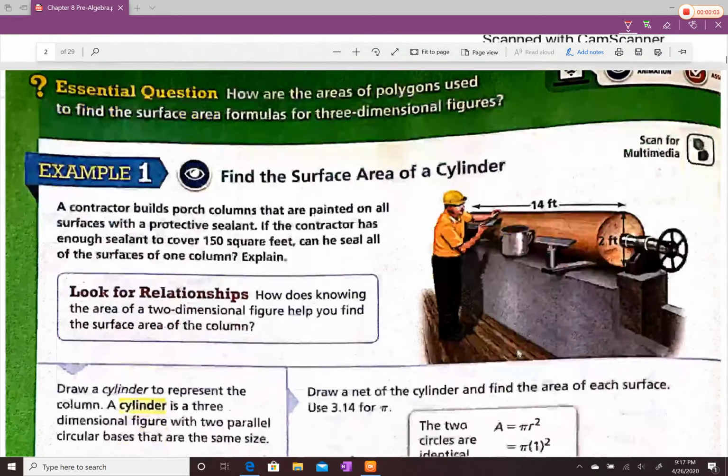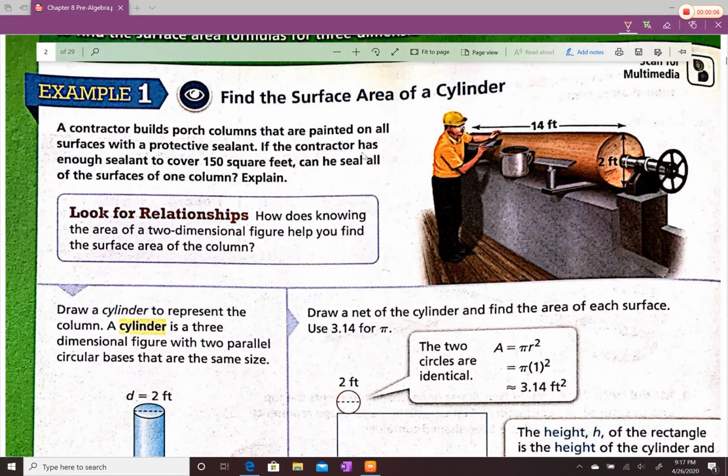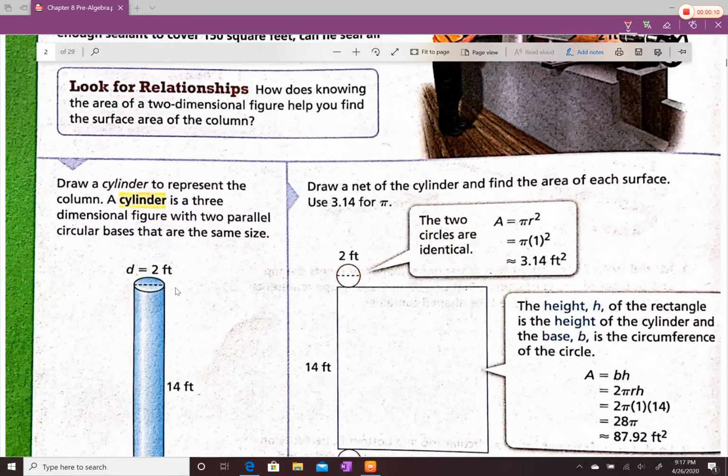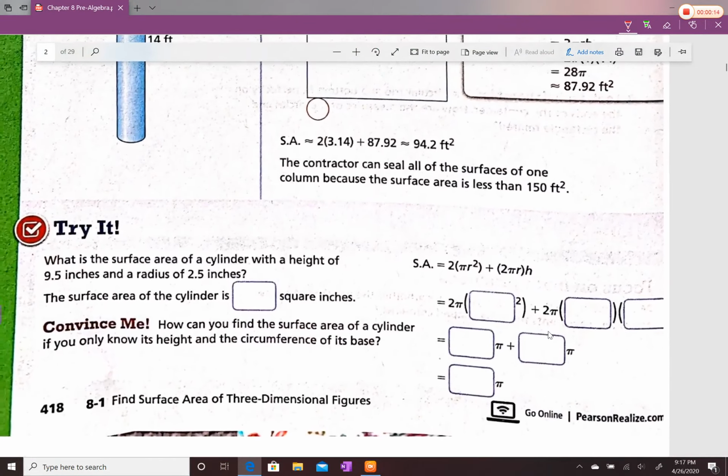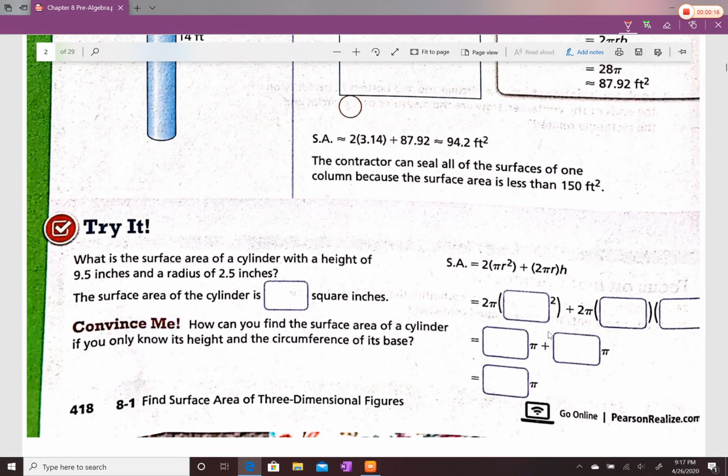So we are on the second page, 418, and we are going to find the surface area of the cylinder. The cylinder is given to you, as we did in our previous video. So we are going to look at this question and how we are able to do it. In this question they told you: what is the surface area of a cylinder with a height of 9.5 inches? So height is here, so I'll write 9.5 here.